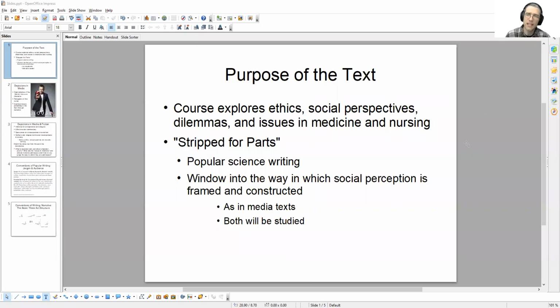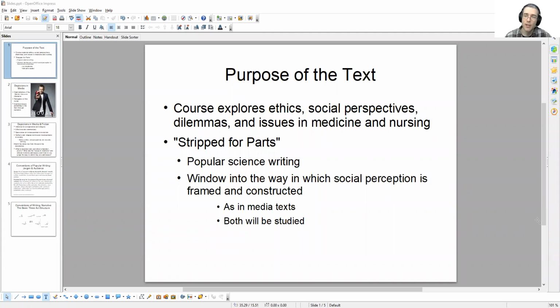Hello everyone. In this video, we're going to be looking at some background information and some contextualizing material in order to better understand the purpose of the first article that we'll be reading in this course, Stripped for Parts. We're going to be taking an overview of some of the objectives that we're going to attempt to complete in this course with respect to both this text and how we're going to use that as a launching pad into the issues that will be concerning us throughout the rest of the course.